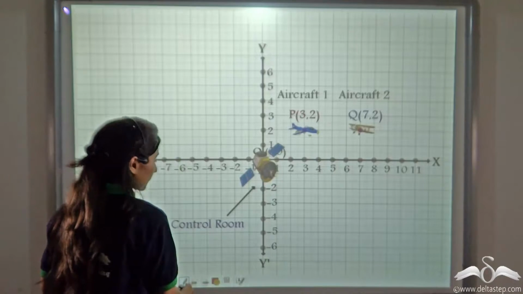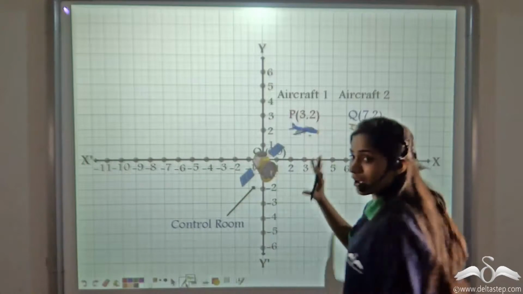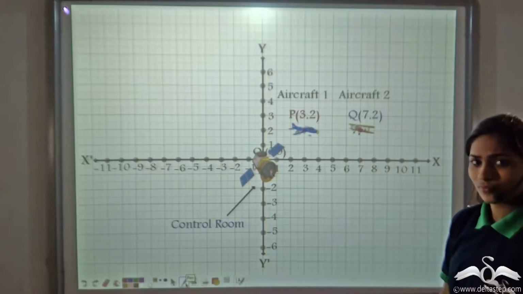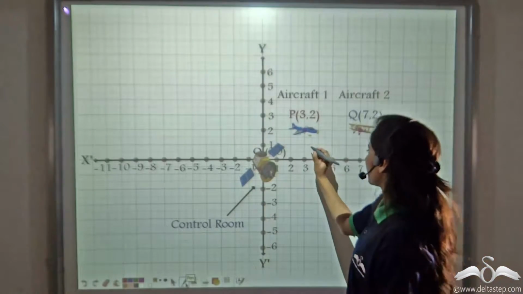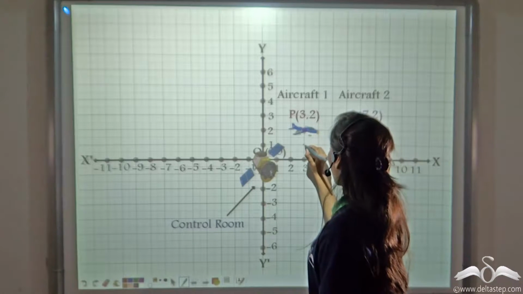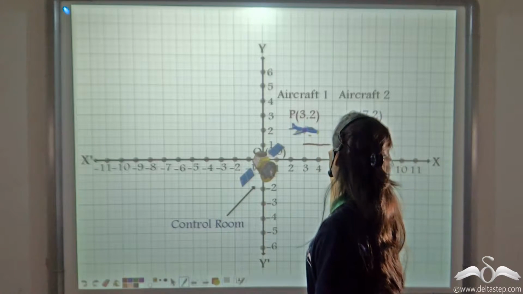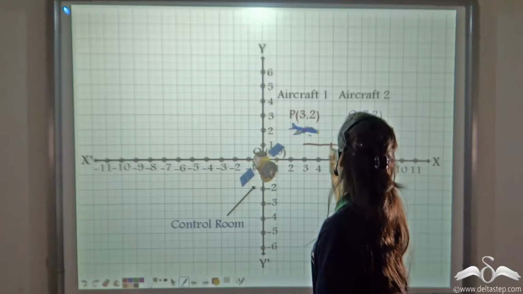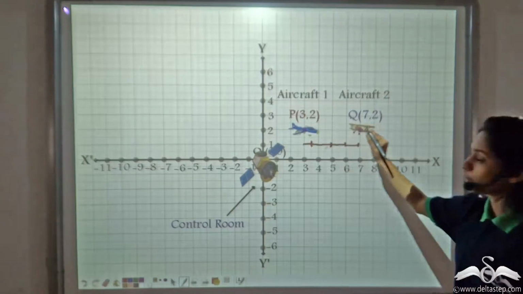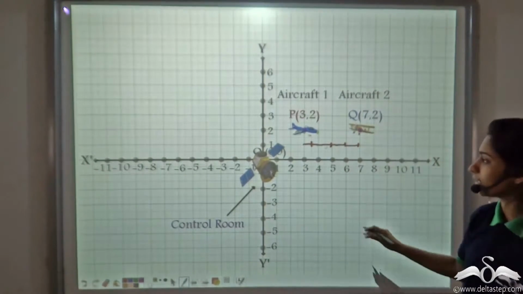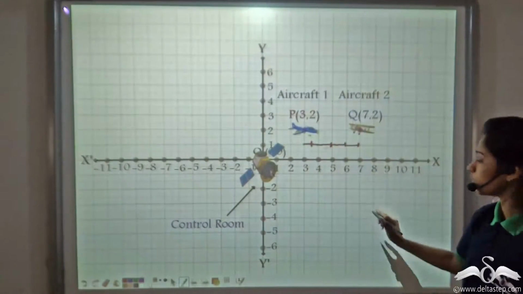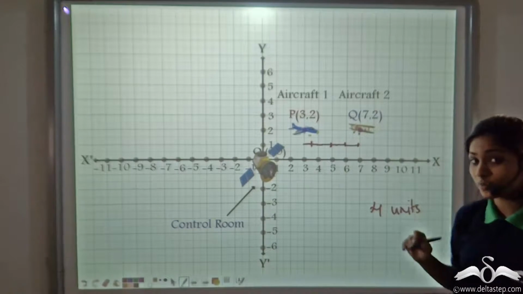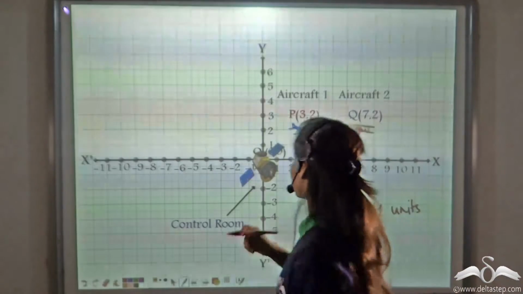Let's see. Well, if I ask you graphically, can you tell me how many units are there between P and Q? That's easy. Let's count. You can see 1, 2, 3, 4. So graphically you can see there are 4 units between P and Q. So you can tell me that the distance between the aircraft P and Q is 4 units. But now we have to use coordinate geometry here. How will we use that? See.